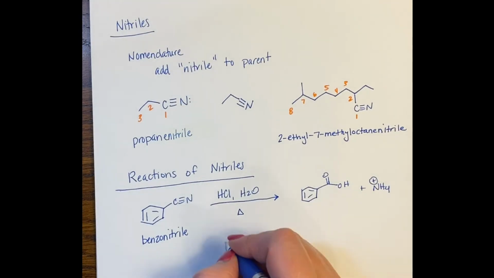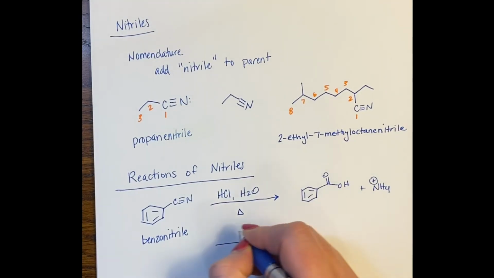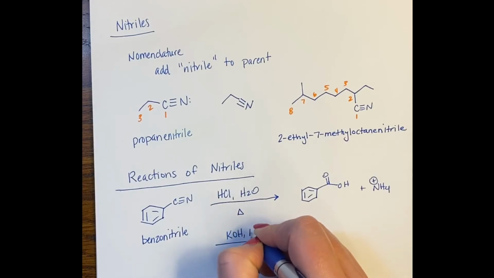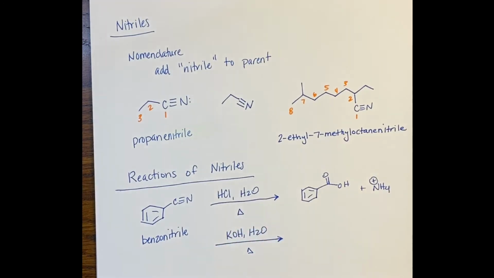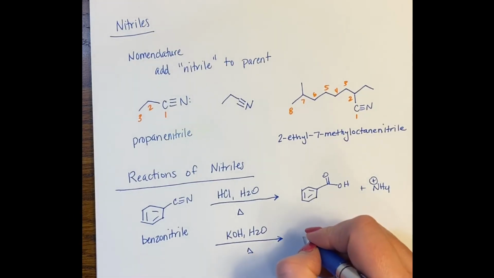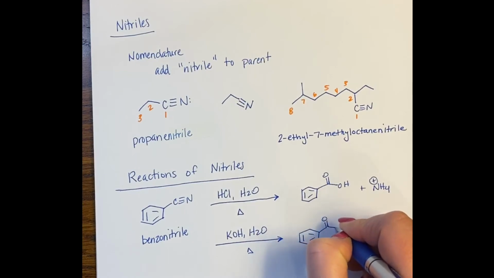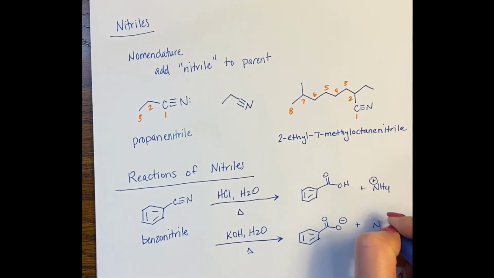If I treat that same nitrile under basic conditions, I can treat it with KOH, water, and heat. The product that I get out of this reaction is going to be my carboxylate ion plus my neutral amine. So once again, we really have to watch our pH in this reaction. Our products are going to be a carboxylic acid and an amine, but the pH is going to dictate exactly the form that that carboxylic acid and the amine will take.